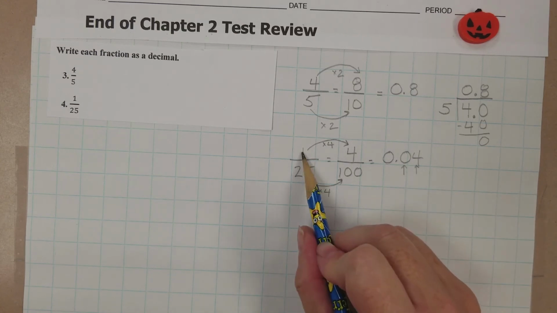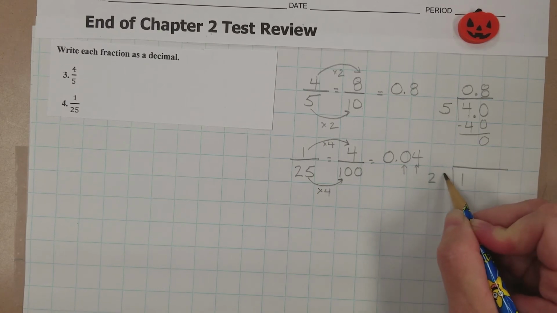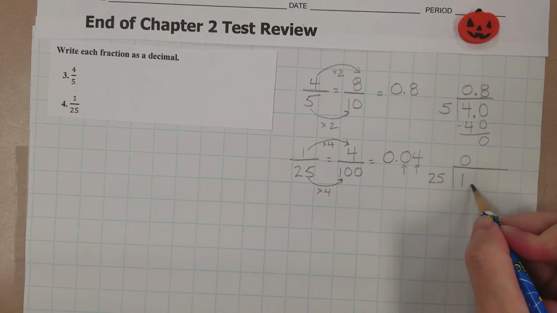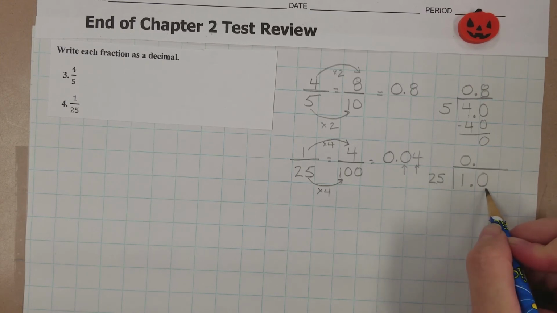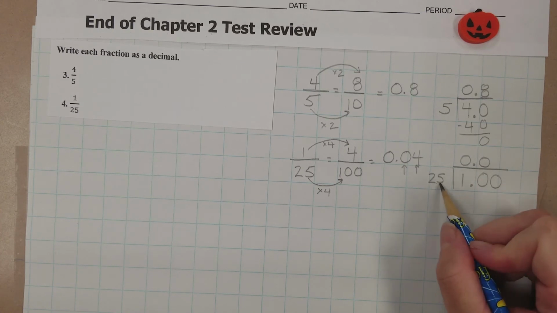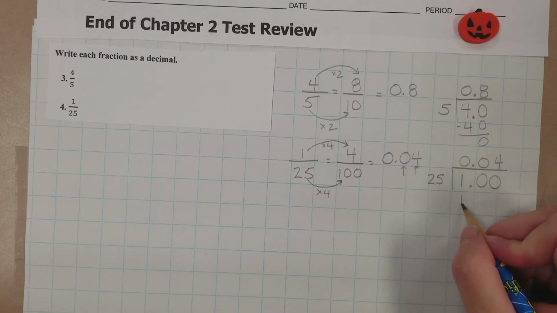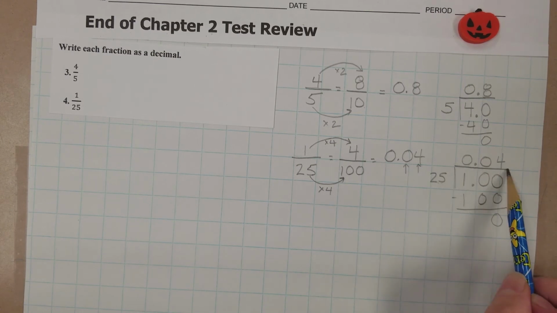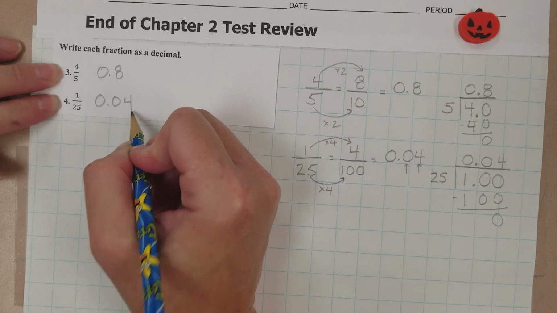Another way to solve would be 1 divided by 25. 25 is unable to divide 1, so I put a 0 here. I add a decimal point and another 0. 25 is unable to divide 10, so I add a 0. 25 can divide 100 4 times. 25 times 4 is 100. So here I have 4 hundredths, and here I have 4 hundredths. So our answers are 0.8 and 0.04.